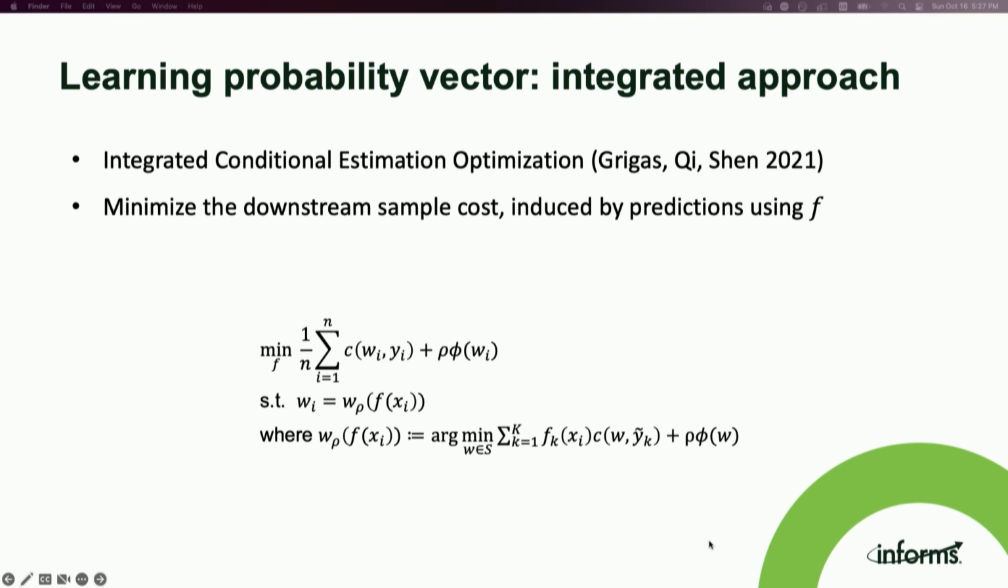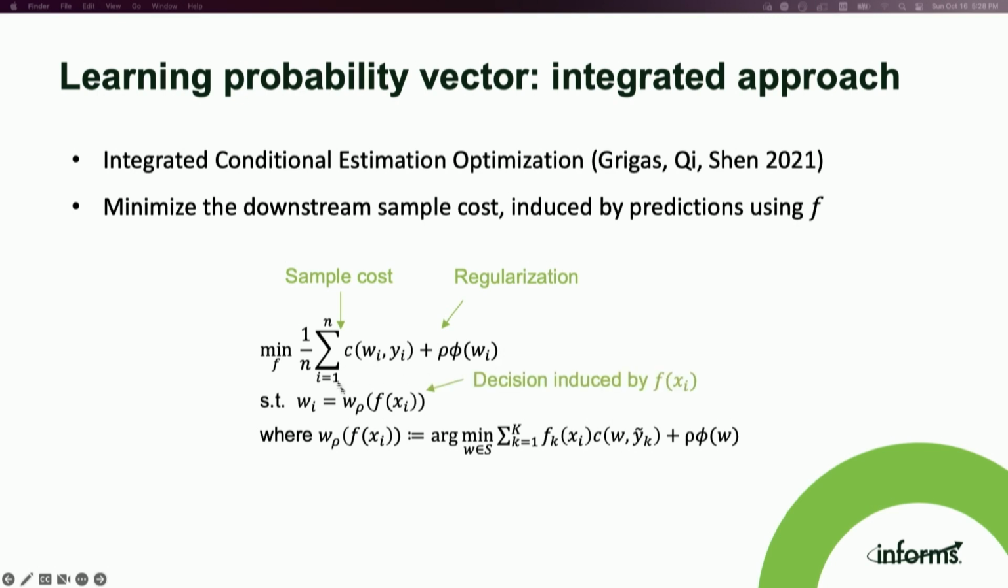So can we do it better? In our recent work, the integrated conditional estimation optimization, we propose a better way to learn the probability vector. Instead of minimizing the cross-entropy loss, our framework directly minimizes the downstream optimization goal. We minimize the downstream sample cost induced by the prediction using a hypothesis F. So in the learning process, we find the best F that minimizes the sample cost plus a regularization term.